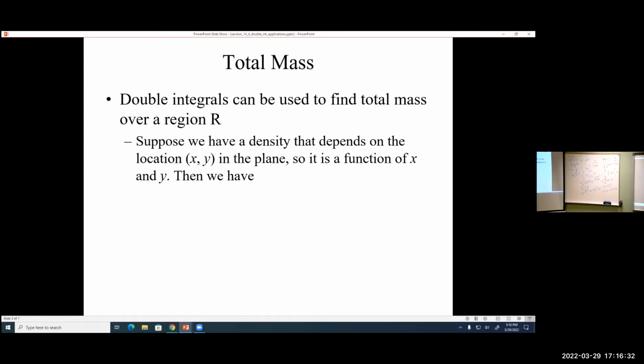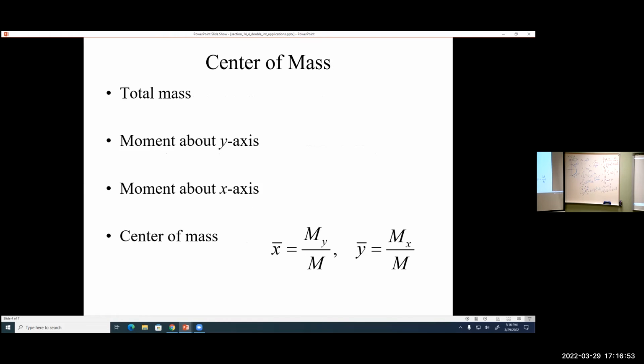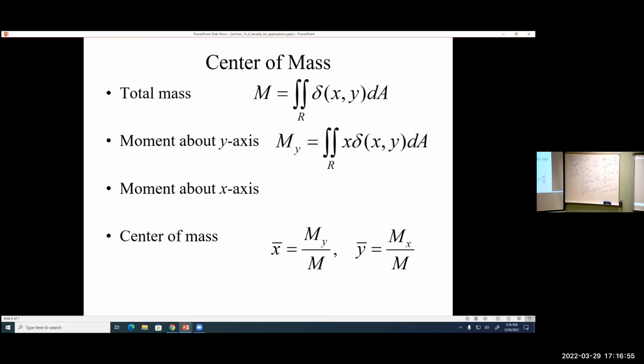Total mass. If you have a varying density over your surface, then integrating over that density would give the total mass of that surface. Very similar idea to what you saw in Calc 2. And if we can do total mass, we can do center of mass. Do not worry about memorizing these formulas. You can use your note cards for them.